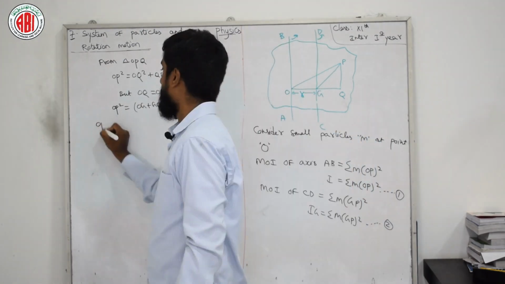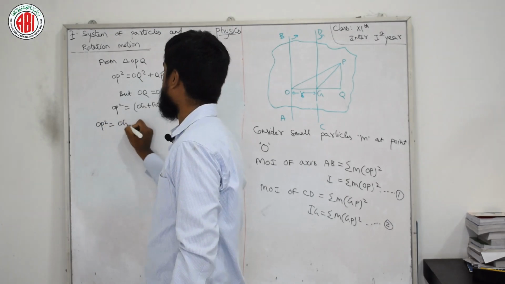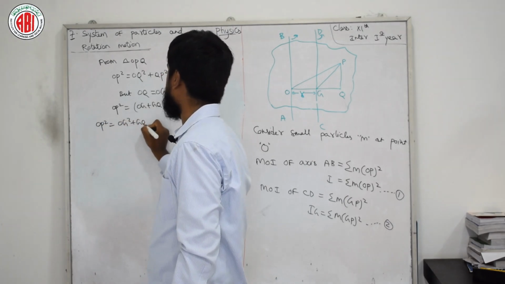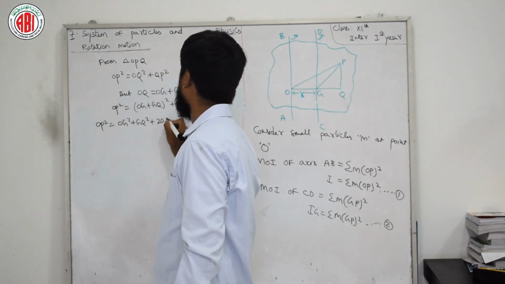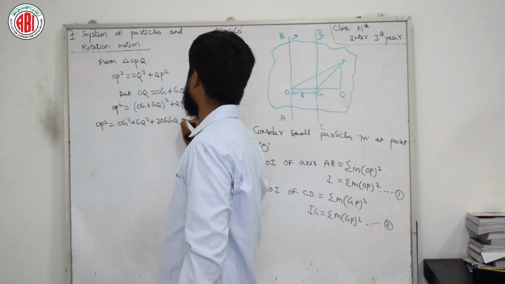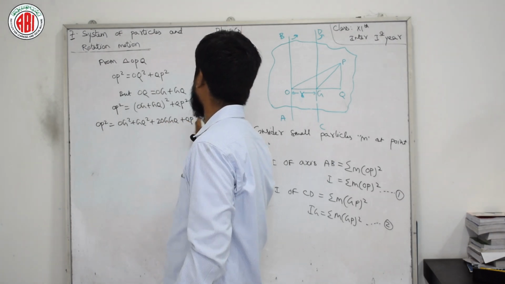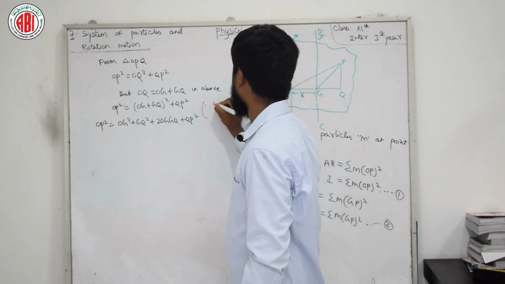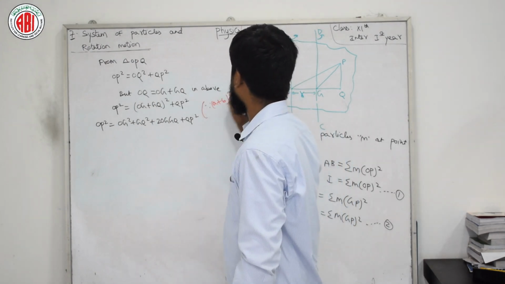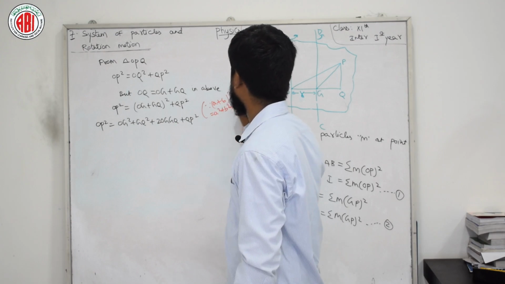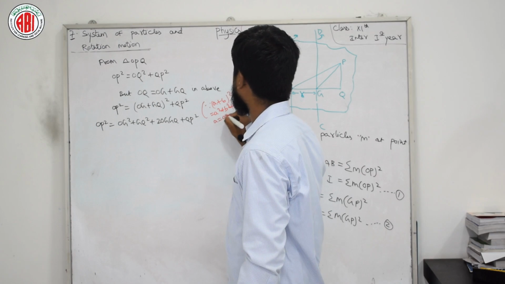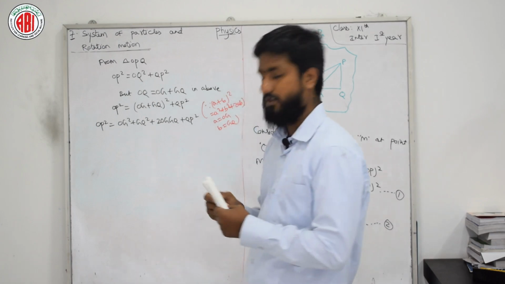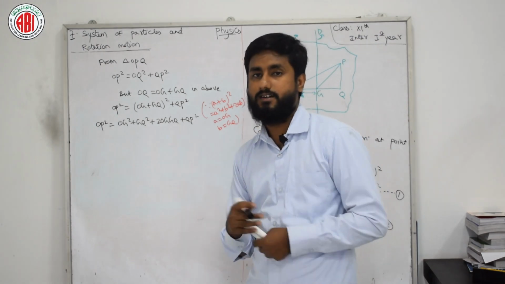Now OP square is equal to OG square plus GQ square plus 2 OG GQ, plus QP square. From where did we get this? From the formula (A plus B) whole square, which is equal to A square plus B square plus 2AB. Here A we can consider as OG, and B is GQ. So this is the next thing with us.